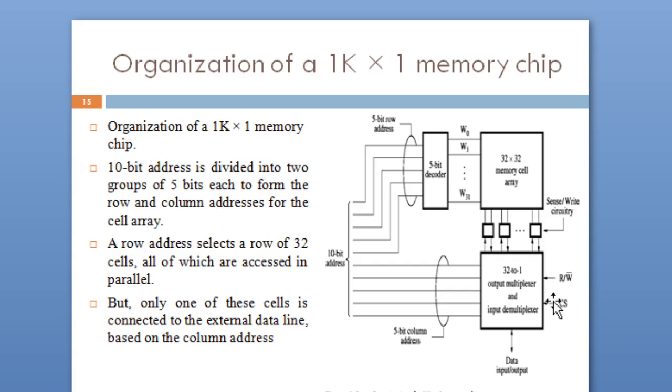And here we have two more signals: R/W to indicate whether it is a read or write operation, and CS, that is chip select. If there are multiple chips in the memory unit, then it is going to select the chip from which the memory content should be fetched.